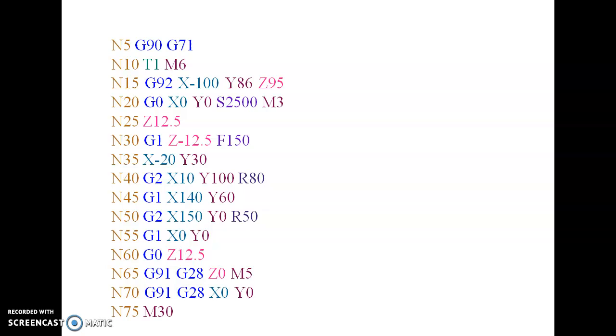And N65 G91 G28 Z0 M5, that is a reference point return in Z direction, and M5 is spindle off. And N70 G91 G28 X0 Y0, that is reference point return in X and Y directions. And N75 M30 program end and rewind.